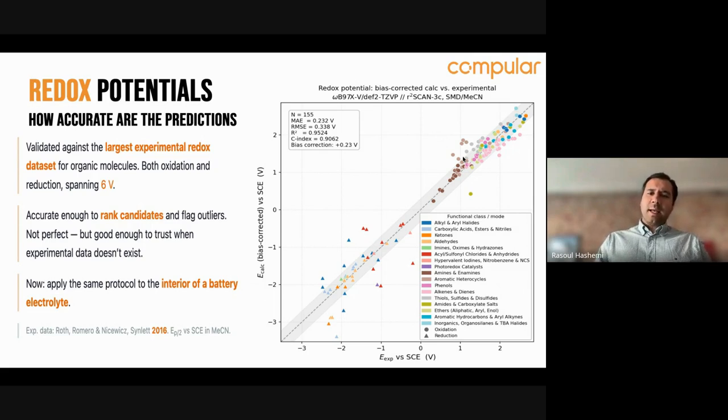If you look at the statistics in this corner, you would say that they are good. But I want to draw your attention to this C index, the concordance index. It's 0.9. What does it say? It says that in 9 cases out of 10, it will correctly rank A as being oxidized earlier than B, for instance. The other statistics show that it's not perfect, but it's good enough to trust when experimental data doesn't exist. But these are just organic molecules, as I said.